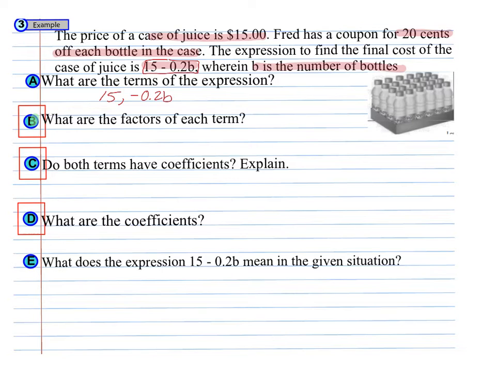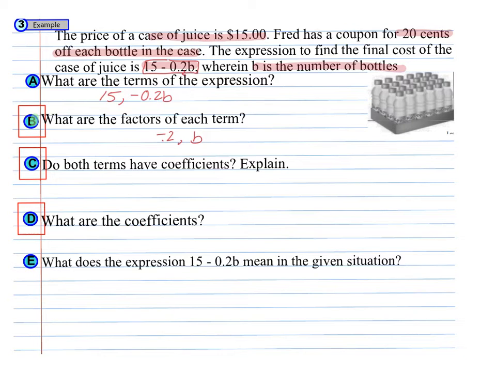What are the factors of each term? So the only one that has a factor is this one right here, because this one has two pieces. So that means the factors would be negative 0.2 and b.